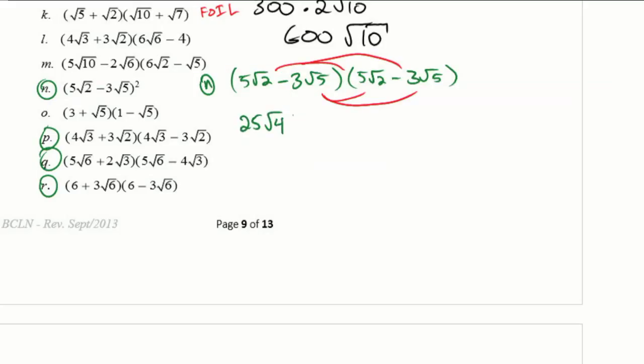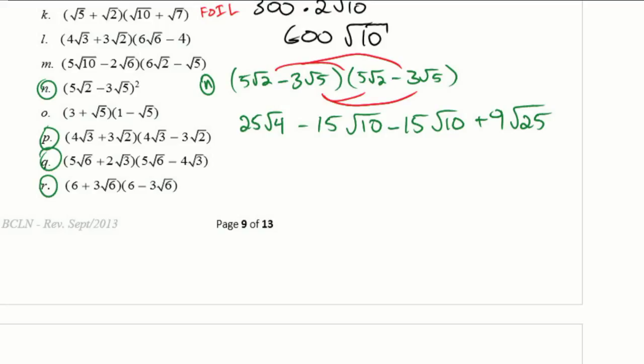So I have 5 root 2 times 5 root 2 is going to give me 25 root 4. And then I have the 5 root 2 times the negative 3, so negative 15, and the 5 and the 2 gives me root 10. And then negative 3 times positive 5 is negative 15. The 5 and the 2 again is root 10. And then the last two, negative 3 and negative 3 is positive 9, and root 5 and root 5 gives me root 25.